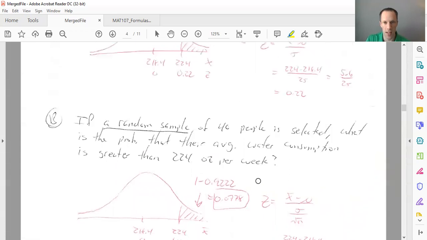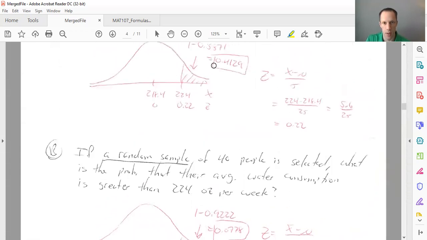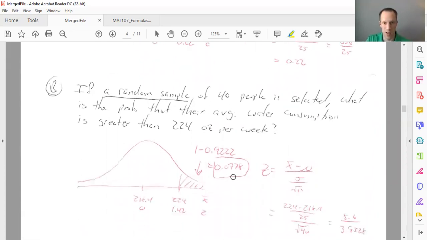Now notice there's a big difference in the answers. Basically 41% chance that an individual drinks more than 224 ounces of water per week, but only about a 7, almost 8% chance that a sample of 40 people would have an average water consumption of greater than 224 ounces per week. Why is there such a big difference in the results here?